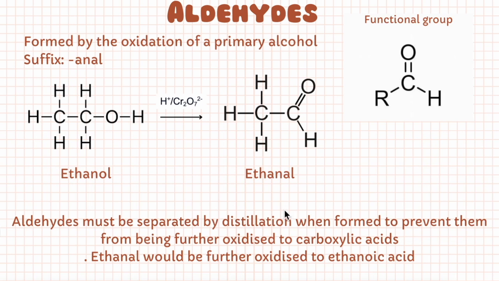So aldehydes also need to be separated by distillation when they're formed to prevent them from being further oxidized to carboxylic acids. And see this example here, ethanol would be oxidized to ethanal, which if you kept oxidizing it would form ethanoic acid.